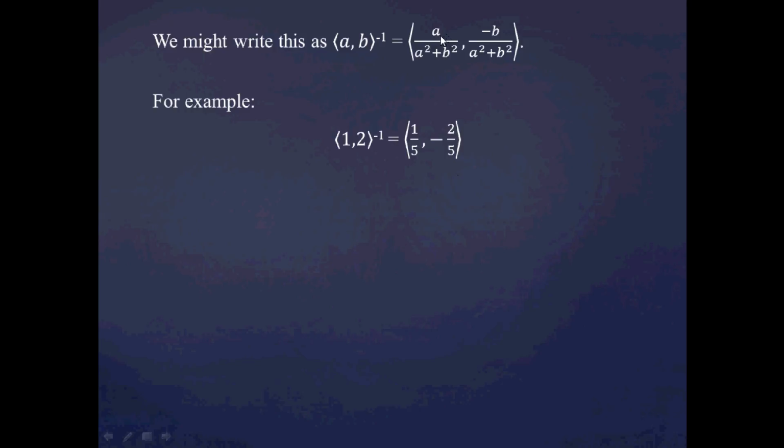And then in the numerator, I get a. So I'm going to leave that first component there. And I have negative b instead of b. So it's going to be negative 2 over 5. So we see that the inverse of (1, 2) is going to be (1/5, negative 2/5).